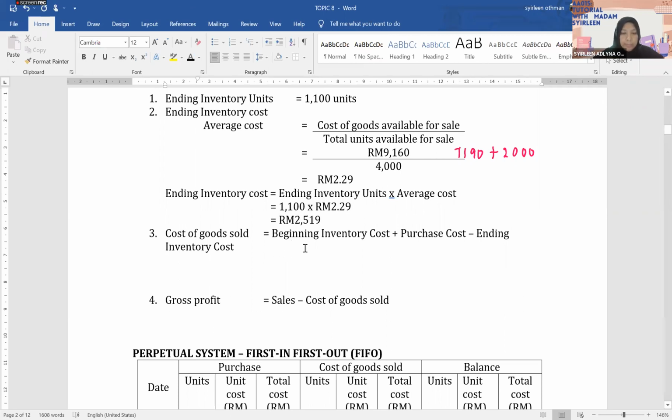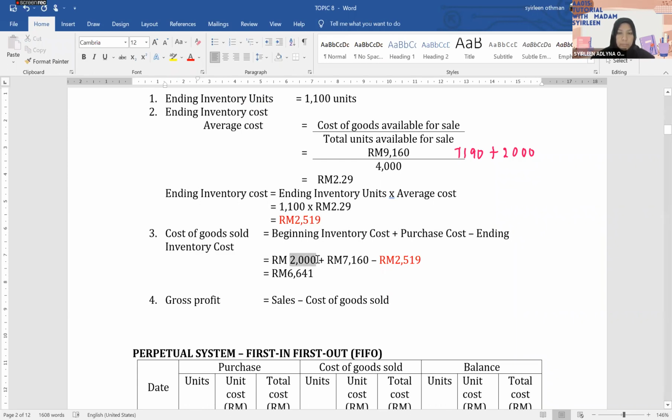Beginning inventory cost, purchase cost, tak perlu kira semula. Ambil saja dari FIFO, it's the same thing. Dia punya nilai tak berubah. Cuma ending inventory cost saja yang baru. Yang madam letakkan warna merah ni, yang ni saja baru, sebab yang ni kita kira berdasarkan average cost. So you can just take the value from your FIFO calculation just now.